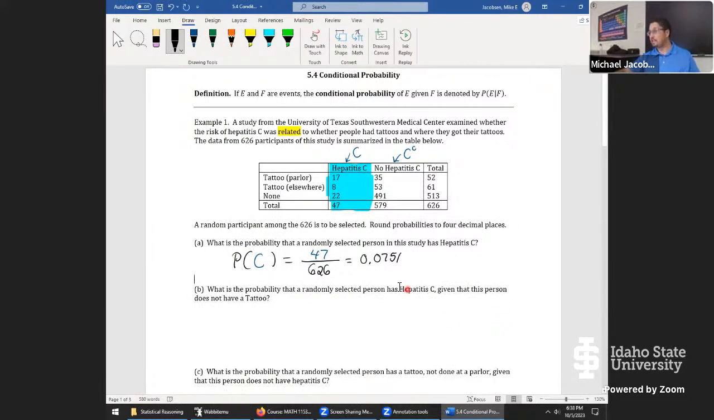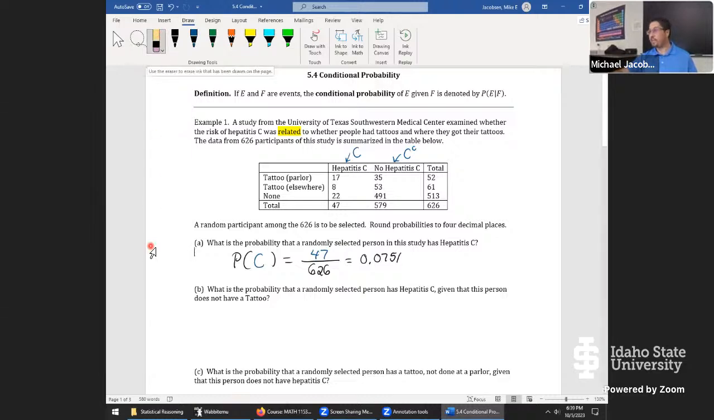And then we've done it, folks. This says there's about a 7.5% chance of selecting one person amongst the 626 who would have hepatitis C in this study. Well, any questions or comments on that portion there? Okay, so essentially the things that we did with the hypothetical 1,000 table, we're still using that skill set here. Even if the table is different, a lot of those ideas still apply.